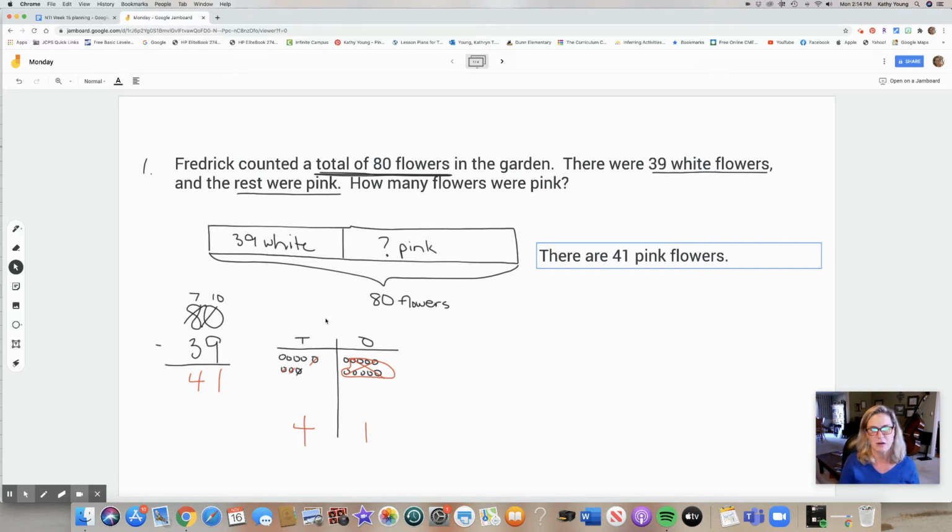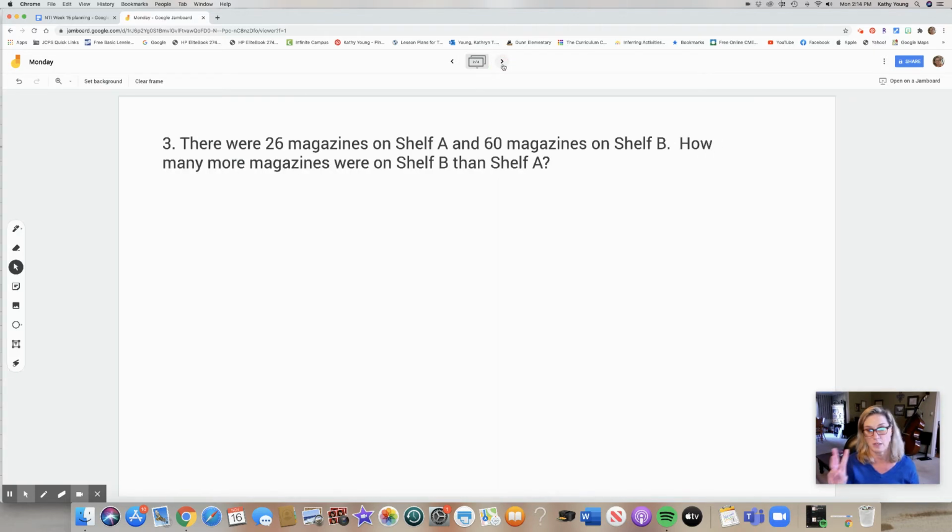So there's our whole with one of the parts. Okay, if you need to pause this and get this written down in your workbook, great. But we're going to move on to the second problem, actually number 3. We're going to skip number 2. You're going to go back and do that on your own.